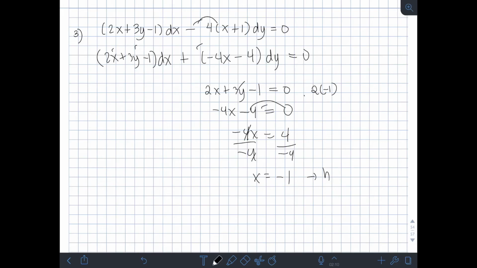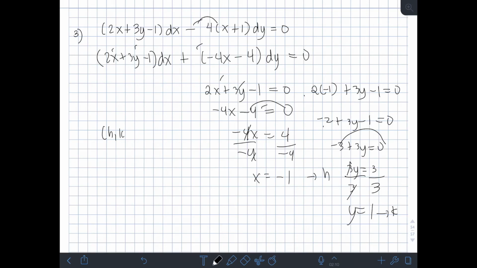So, 2 times -1, substitute natin si x na -1, + 3y - 1 equals 0. So, -2 + 3y - 1 equals 0. So, -2 - 1 is -3 + 3y equals 0. Transpose yung -3, 3y is equal to 3. Divide both sides by 3, y is equal to 1. Or therefore, ito si k. So, therefore, yung (h, k) natin is (-1, 1).